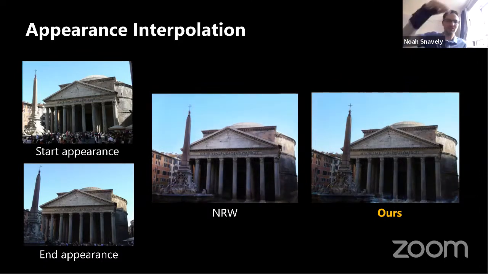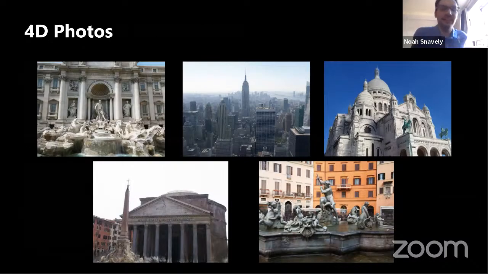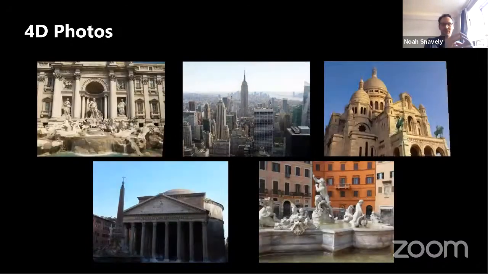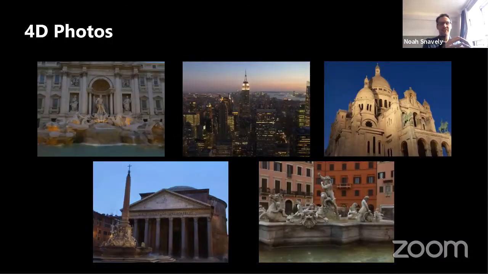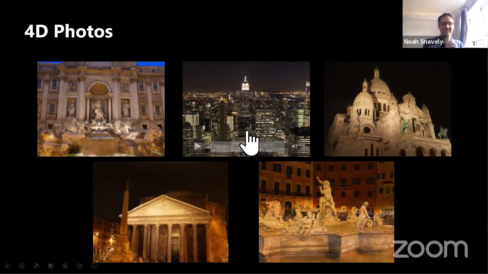So here's an interpolation between these two viewpoints of the Pantheon. Okay, finally, here are some examples where we interpolate both in space and appearance at the same time. As the camera moves, the night is turning to day, in New York City, the lights of the city turn on and so on. It's fairly nice.